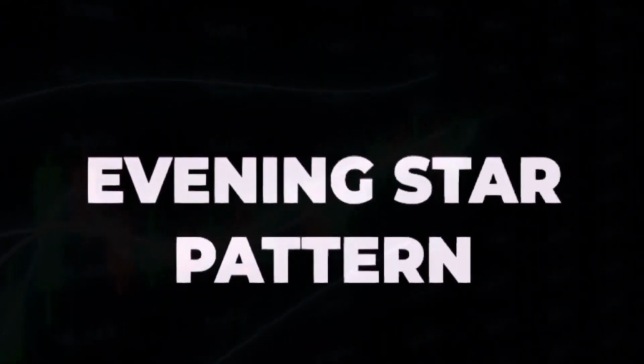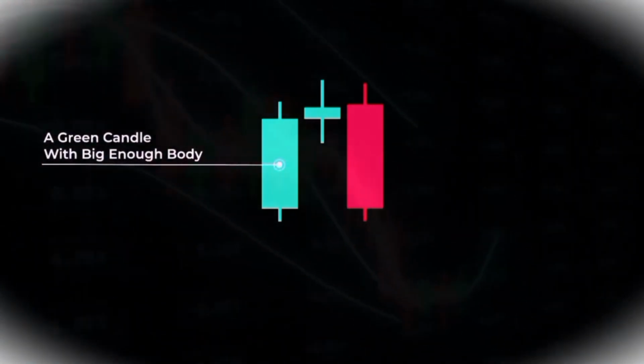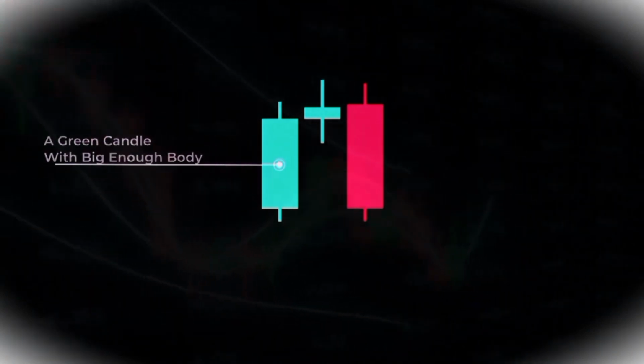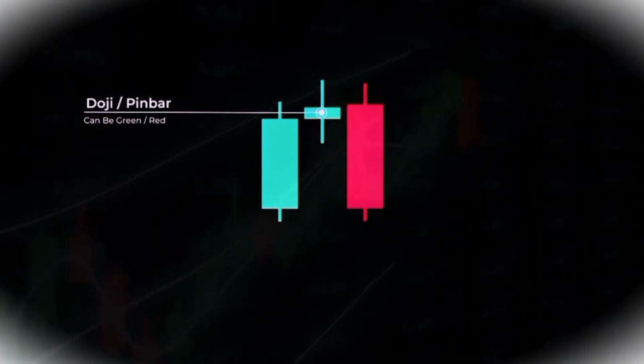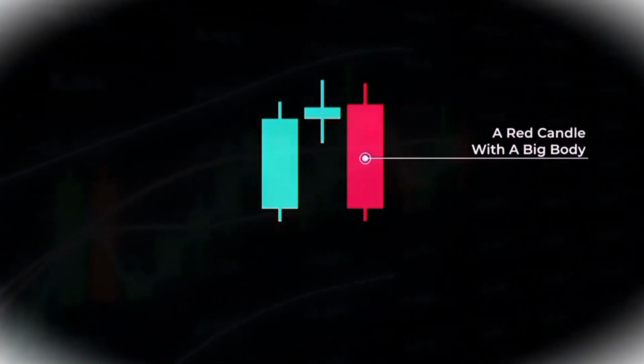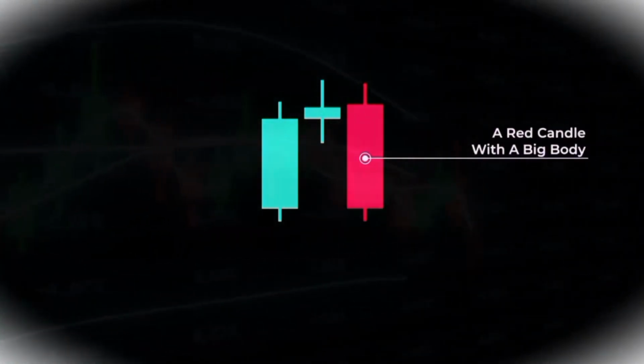Pattern number 2, Evening Star Pattern. The Evening Star Pattern is the complete opposite of the Morning Star Pattern. Here we have a 3-candle pattern where the first candle is a green candle with a considerably big body. Then we have a small doji candle with a very small body. And finally we have a red candle with a big body.